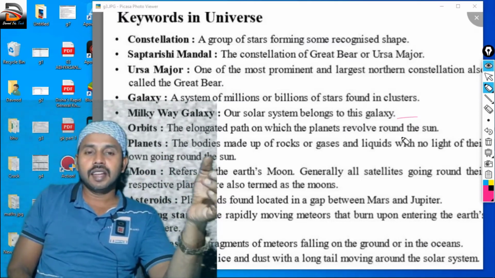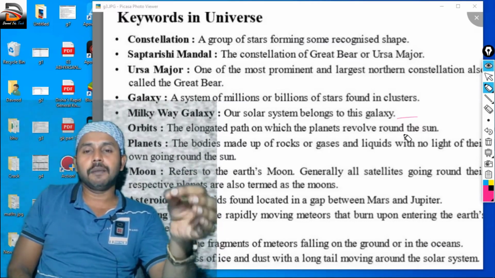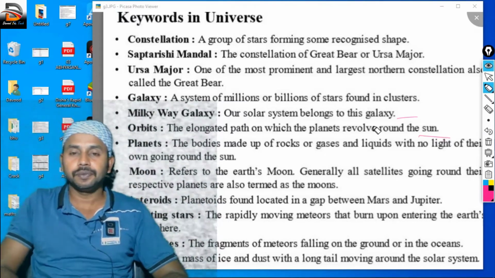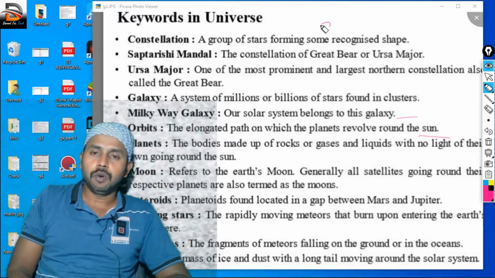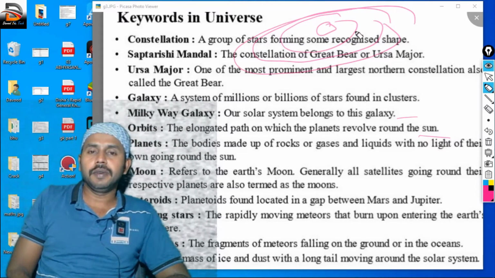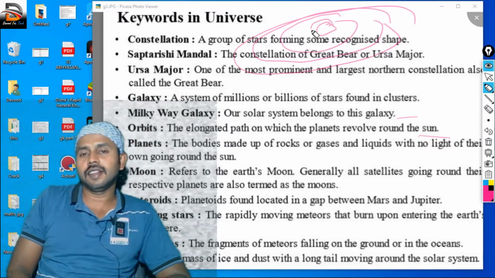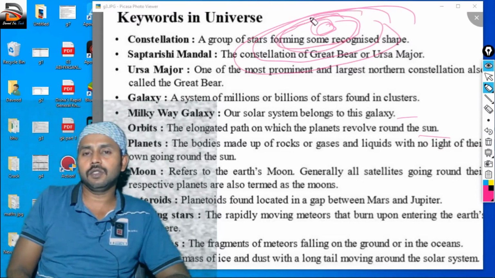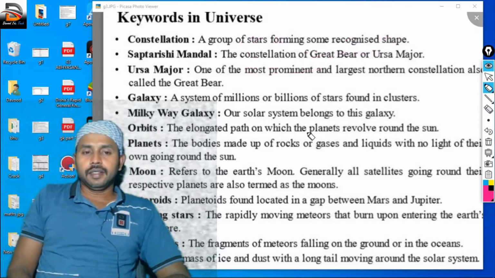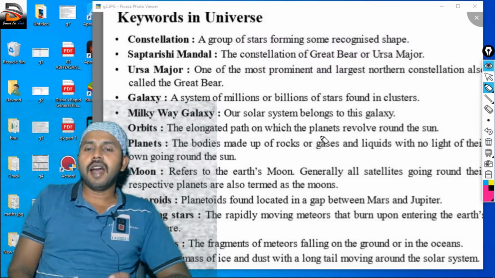Next, orbits. The elongated path on which the planets revolve around the sun, we call orbits. Suppose this is the sun. Planets are revolving in an elliptical path like this. This path on which the planet revolves is called an orbit. So an orbit is the elongated path on which the planets revolve around the sun.